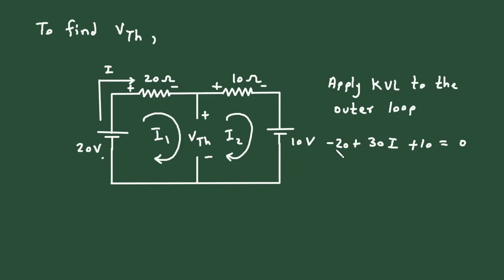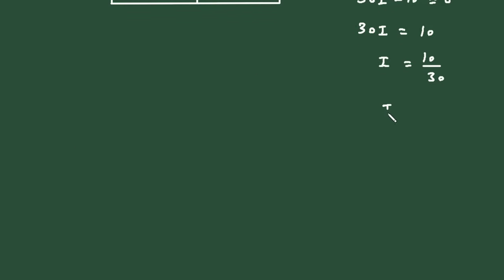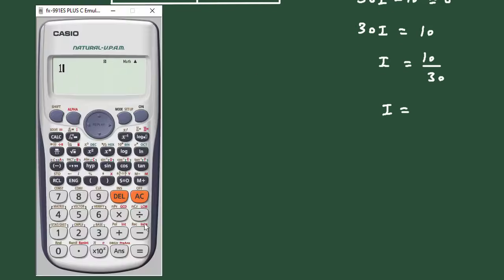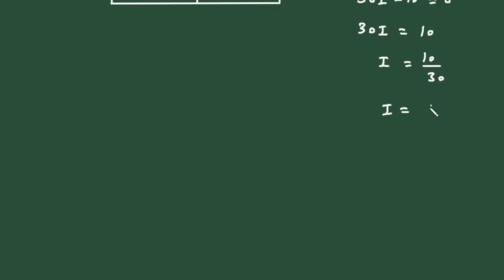So we can find the value of this I. This will be minus 20 and this 10 will be 30I and plus 10 is equal to 0. Now minus 20 plus 10 will be minus 10, so 30I is equal to 10. So I is equal to 10 divided by 30. So it will be 1 by 3 and we can write I is equal to 0.33 ampere is the value of current I.